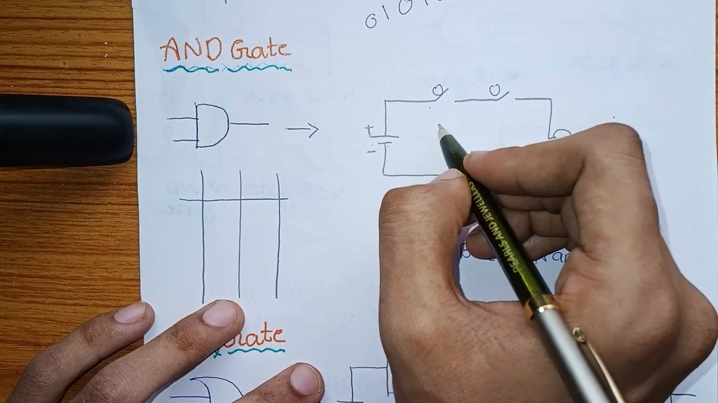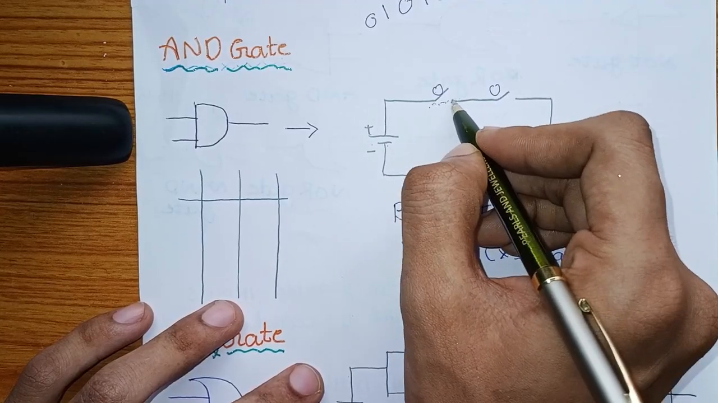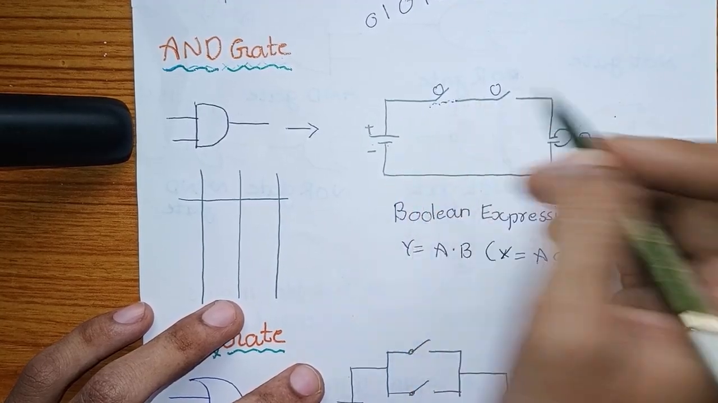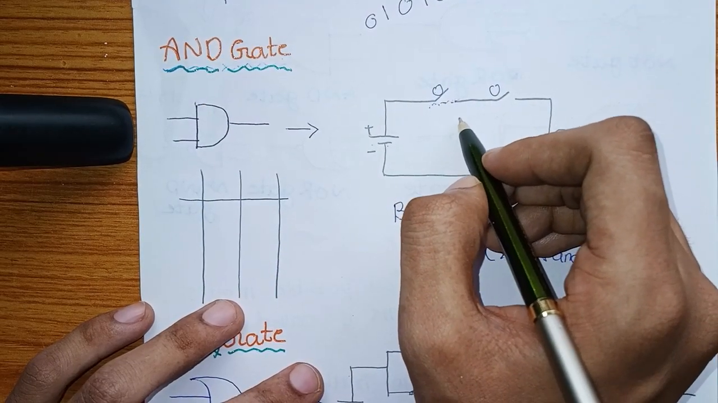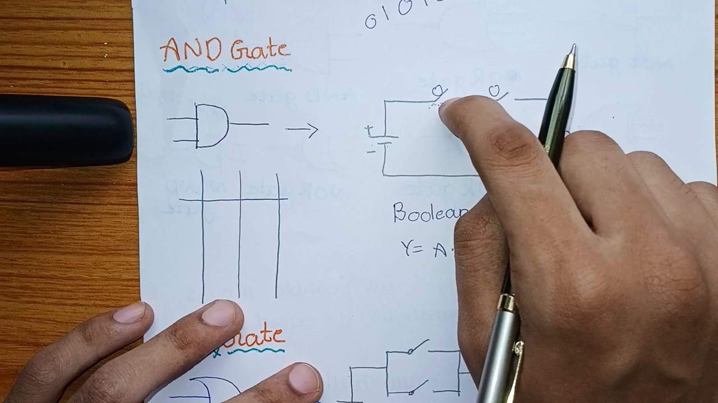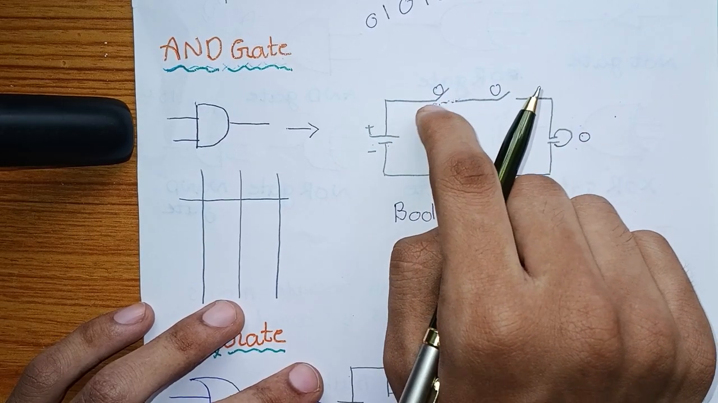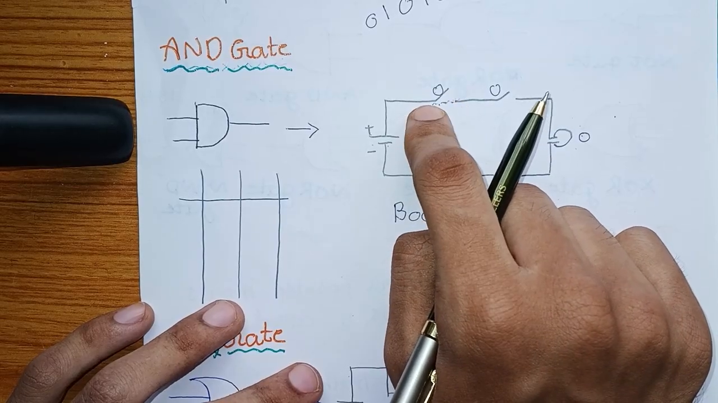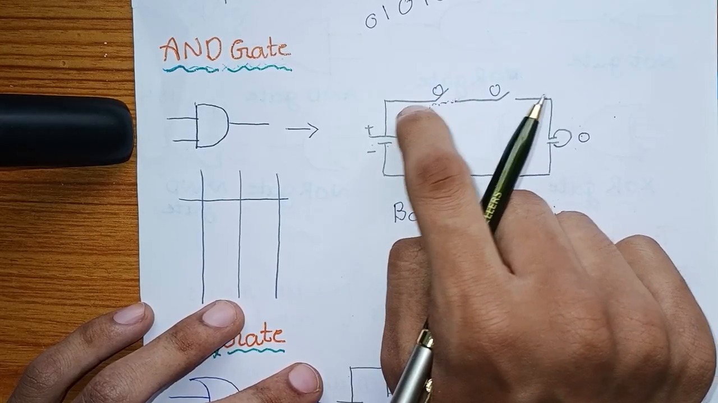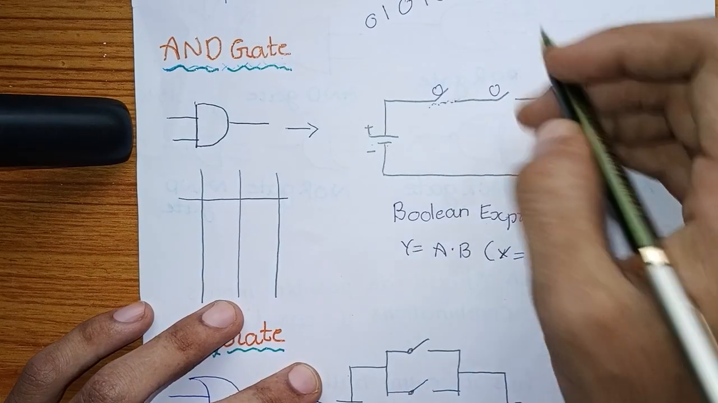Okay. In the next case, I am going to close this switch. Let us imagine this switch has been closed now. Before, the current could travel only up to here. But when this switch is closed, the current can travel up to here.